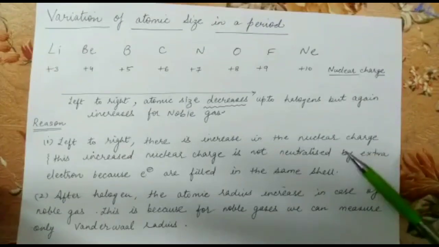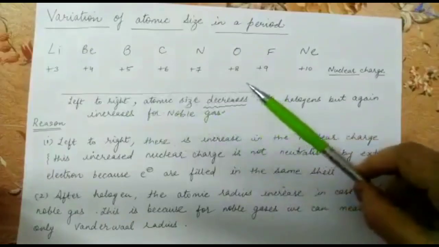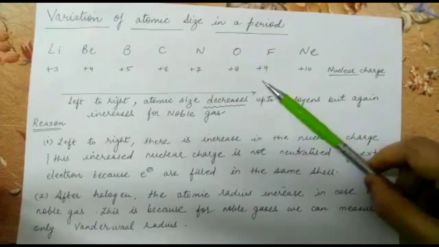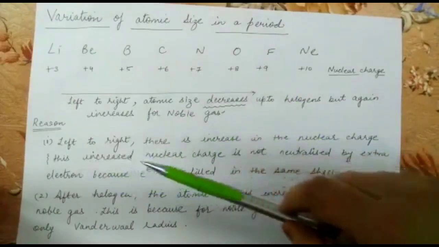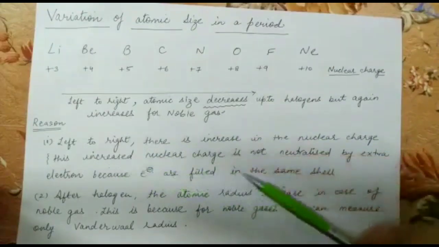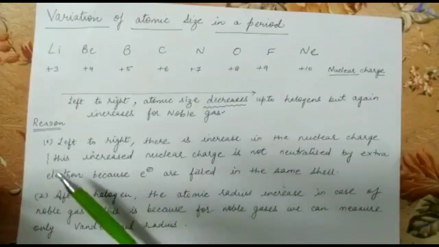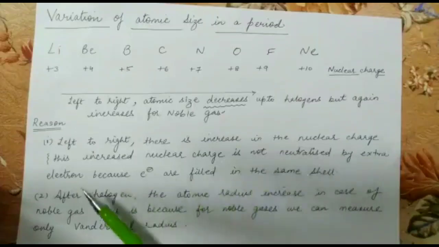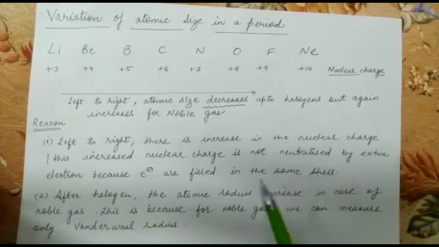But one question arises here. As we move from left to right, the number of protons is increasing, but along with the increase in number of protons, the number of electrons is also increasing. So why are they not neutralizing each other? The answer is, the number of protons is increasing and the number of electrons is also increasing, but the electrons are filled in the same shell. So the increased nuclear charge is not neutralized by the extra electrons because they are filled in the same shell. So as a result, from left to right, the atomic size decreases.